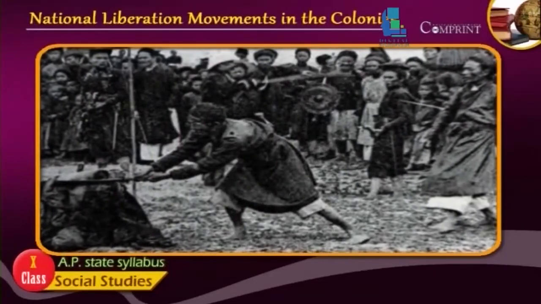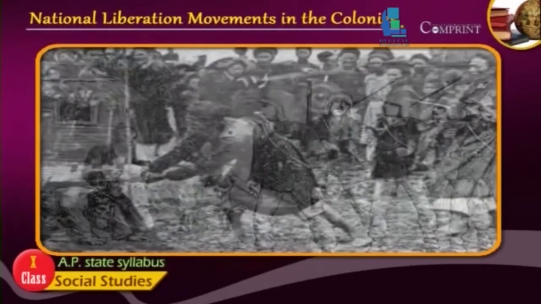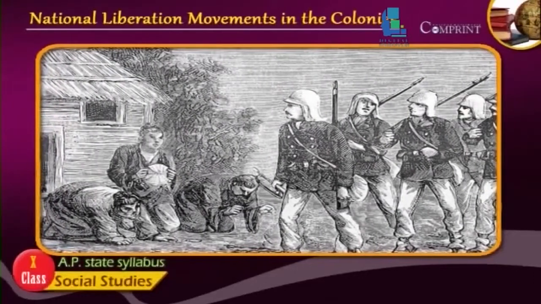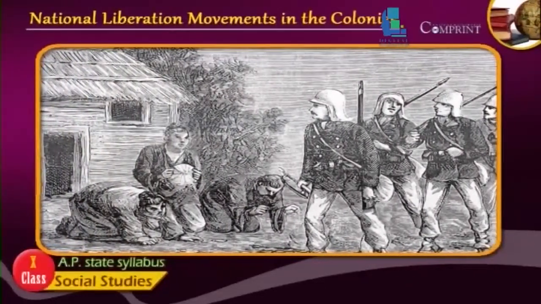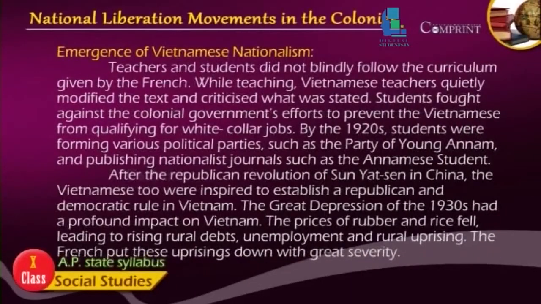as Annamese Student. After the Republican Revolution of Sun Yat-sen in China, the Vietnamese too were inspired to establish a republican and democratic rule in Vietnam. The Great Depression of the 1930s had a profound impact on Vietnam. The prices of rubber and rice fell, leading to rising rural debts, unemployment and rural uprisings. The French put these uprisings down with great severity.